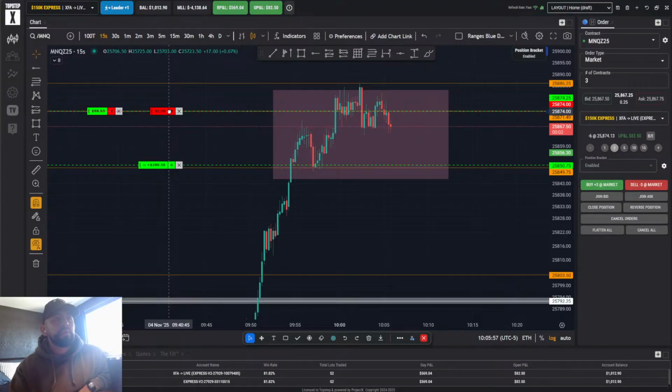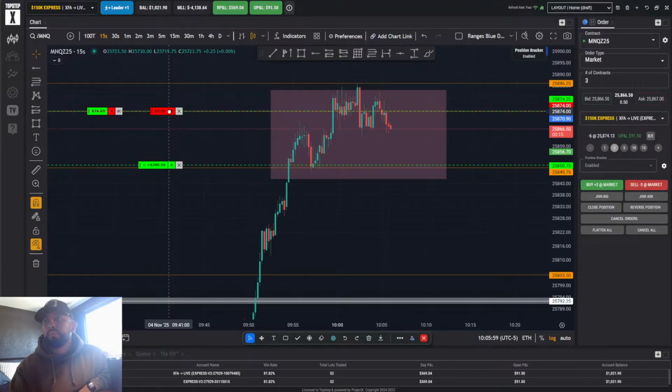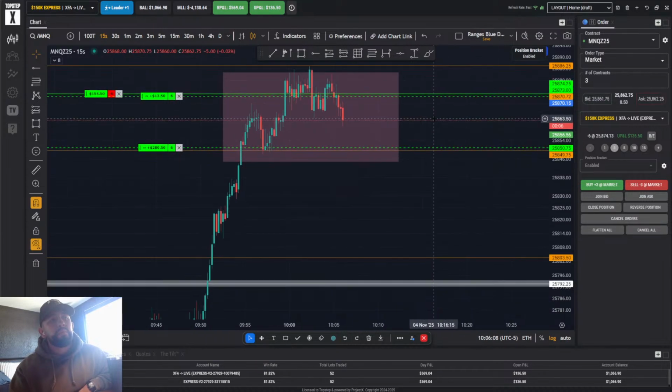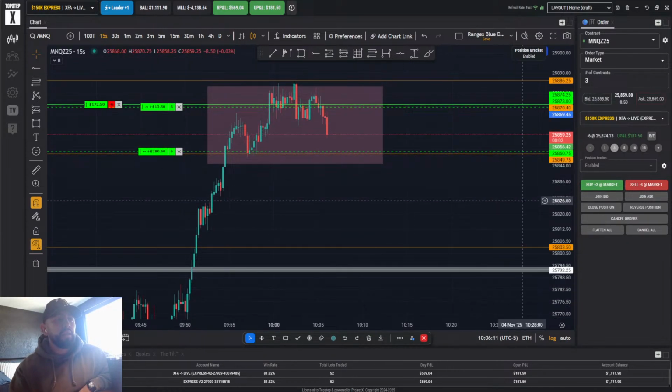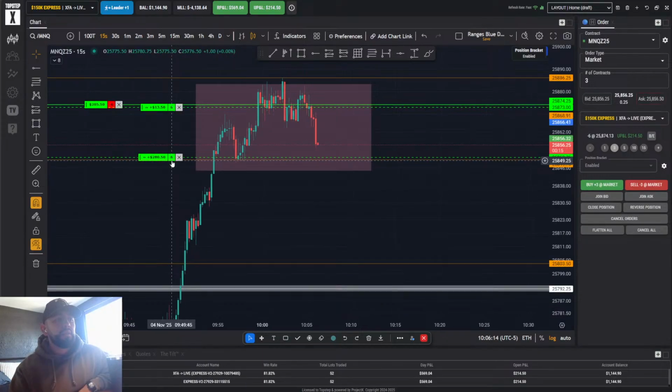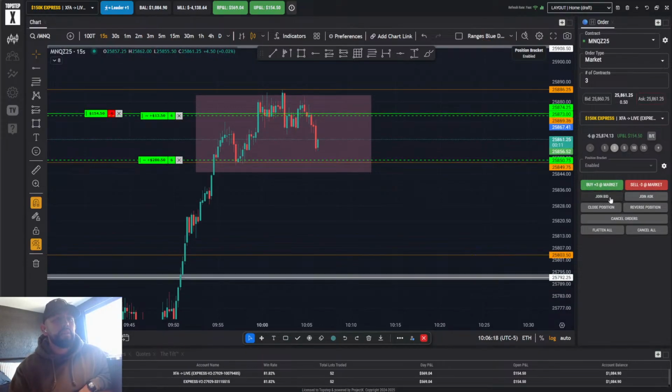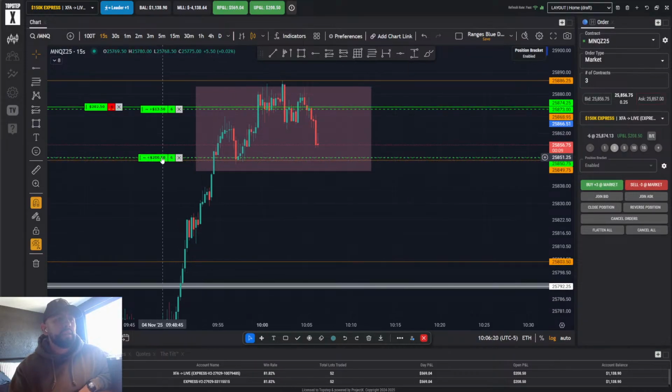Break. Let's break. Go. At this point, it's just a free trade. Let it run, let it do its thing. See if 50 gets tapped. Not.